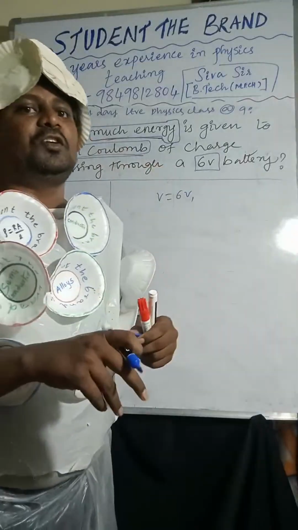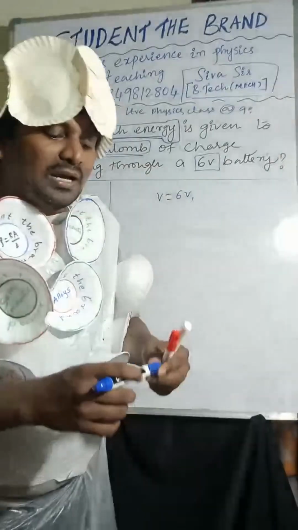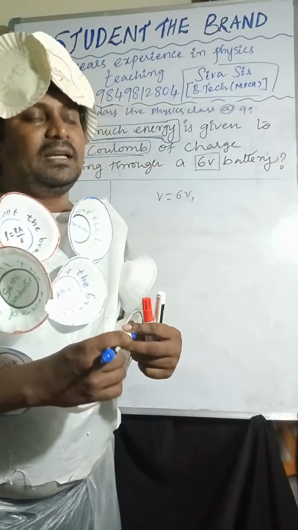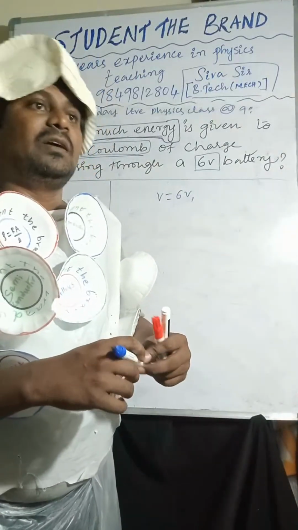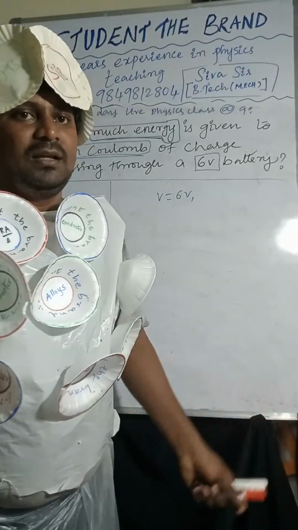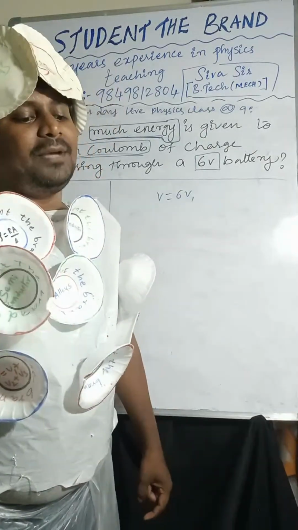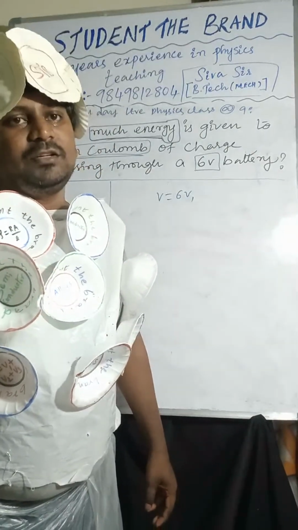Yes, ability to do work or capacity to do work is called energy. So energy units and work units are the same, right? Yes or no? The definition we are talking about is: ability to do work, or capacity to do work, is called energy.